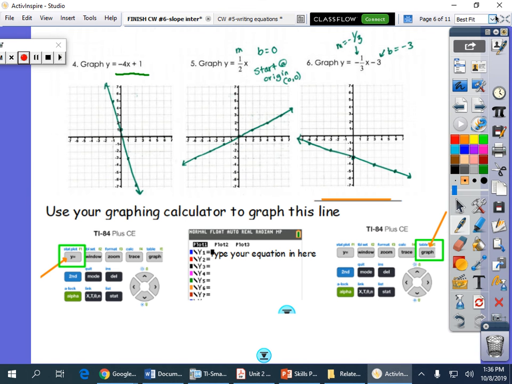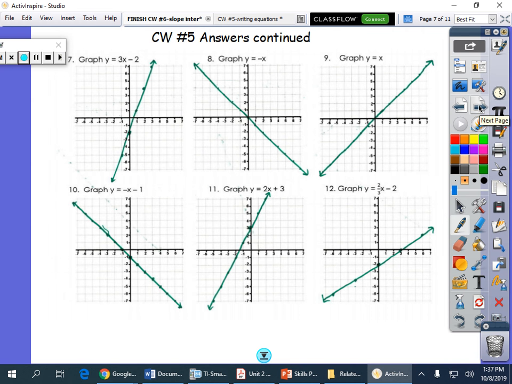So these are the answers to 4, 5, and 6. Feel free to pause if you need. And here's 7 through 12. Pause here if you need to check your answers.